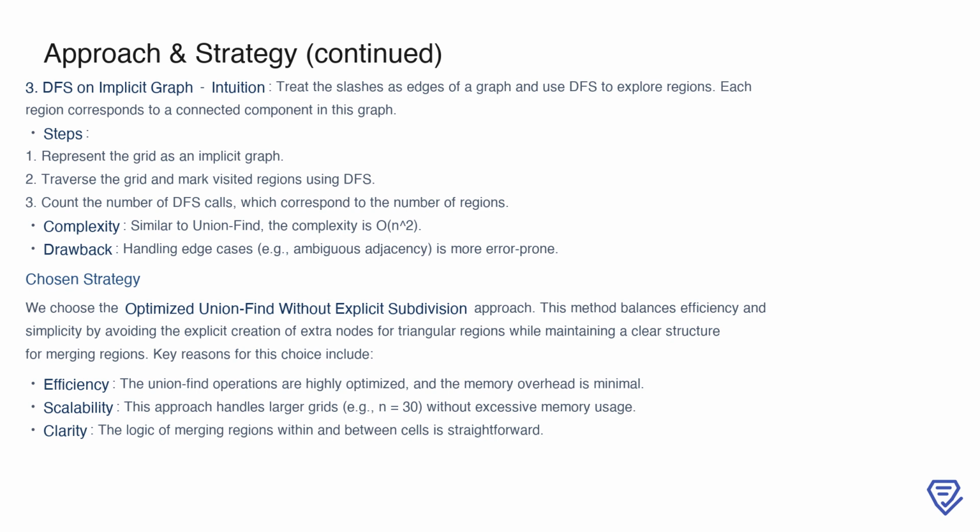This method has a time complexity of O(n squared), similar to union-find. However, handling edge cases, such as ambiguous connections at cell boundaries, requires careful implementation and can make this approach more error-prone. For problems involving larger grids, these edge cases can become cumbersome, which is why we lean towards a solution that is not only efficient but also easier to manage. Based on these considerations, we arrive at the final choice for our strategy.